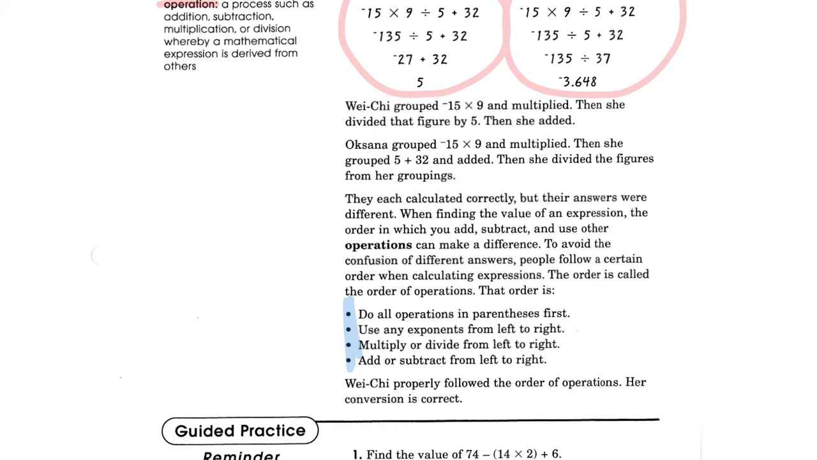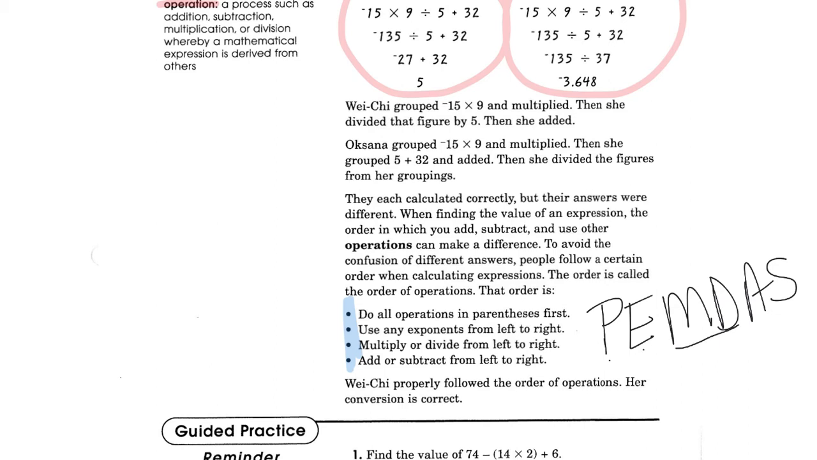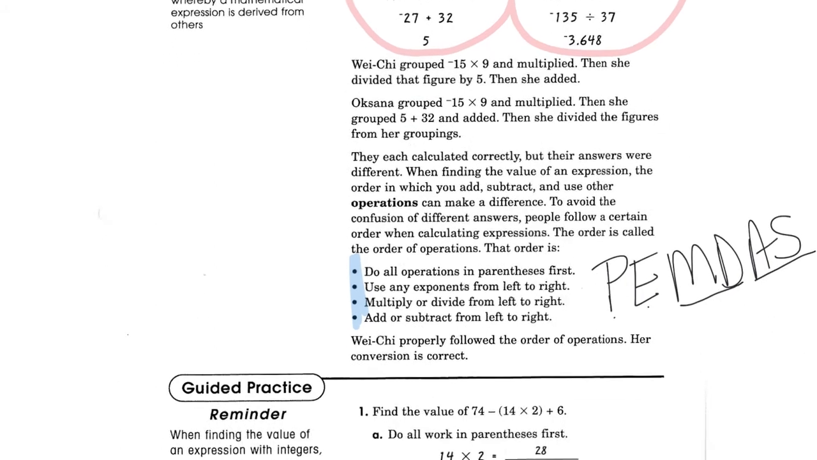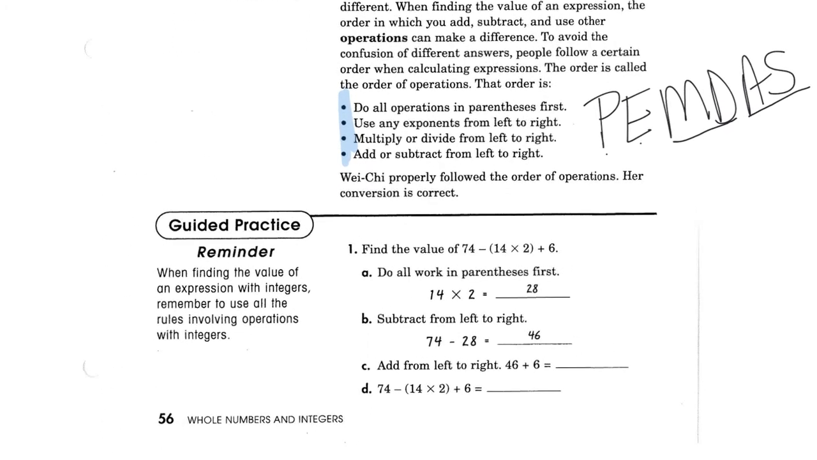So we have these orders of operations. A lot of times we refer to these as please excuse my dear Aunt Sally. We have parentheses, exponents, multiplication and division, addition and subtraction. So we have this reminder down here. When finding the value of an expression with integers, remember to use all the rules involving operations with integers.